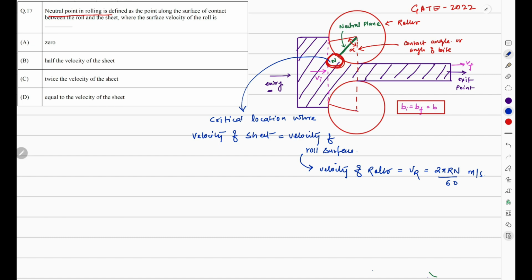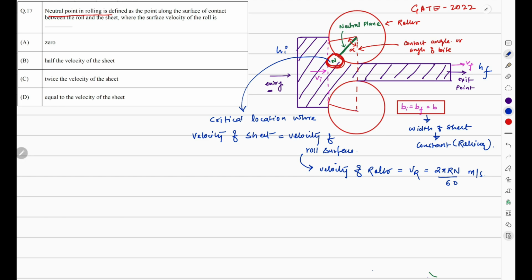Now in the figure we can see that Vi is the velocity at which the workpiece, the metal sheet, is entering into the work roll. Then Vf is the velocity of exit. B is the width of the sheet, which is supposed to remain constant during the rolling process. And Hi and Hf are the initial and final thickness of the sheet.